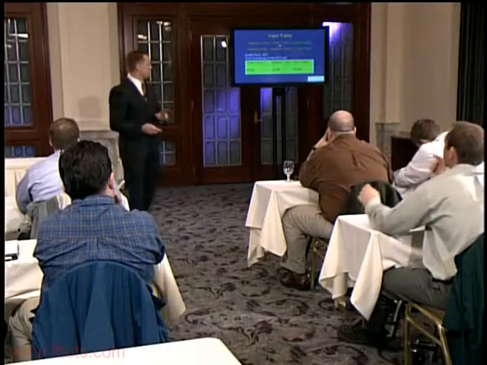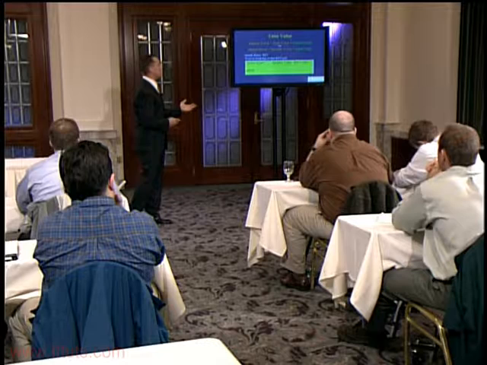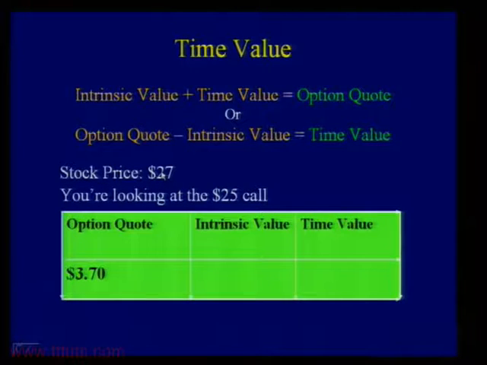All we're doing is basic, what is that, basic algebra, I guess, right? X plus 5 equals 8, X is 3, right? X plus 10 equals 12, X is 2, okay? That's all we're doing, all right? So let's do this again. If the stock price is $27, you're looking at the $25 call. Well, that means the intrinsic value, obviously 27 minus 25, that's $2, and the option quote is $3.70. Well, therefore, $3.70 minus 2 is $1.70 for time.